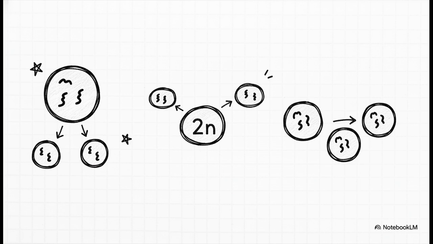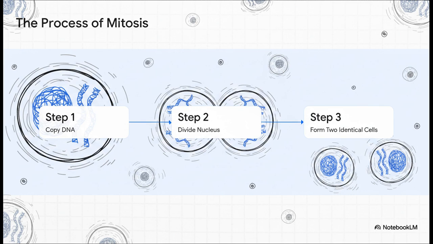Gametes have half the chromosomes, they combine to make a whole 2n zygote, and mitosis is how your body makes more identical cells for growth and repair. And just look at how simple and elegant mitosis is. You copy the DNA, you divide the nucleus, and you end up with two brand new identical cells. It's like a perfect biological copy machine, and it's happening in your body millions of times a second right now.